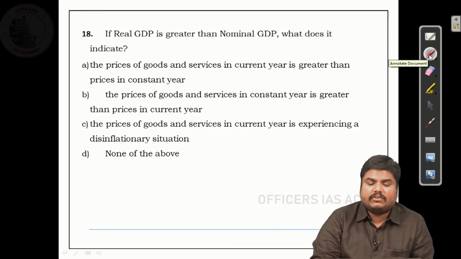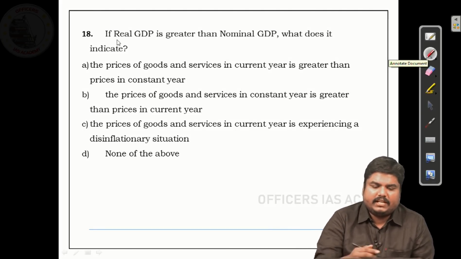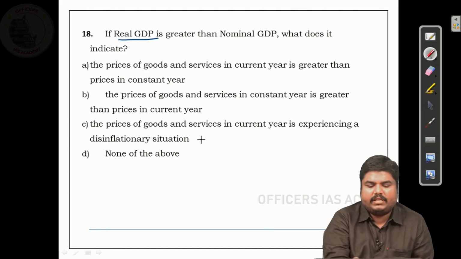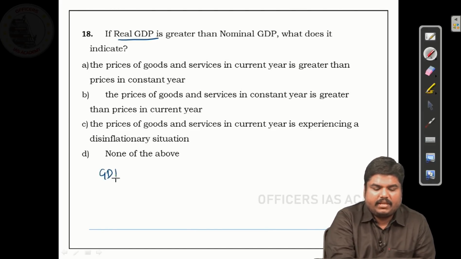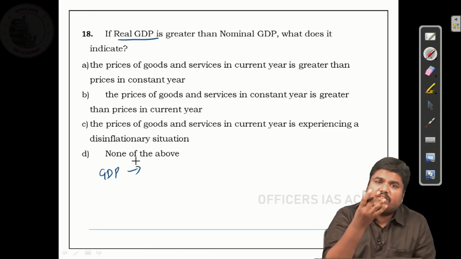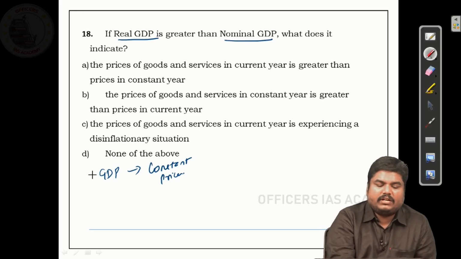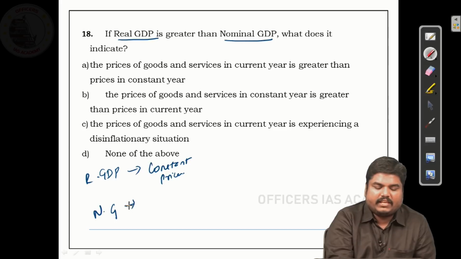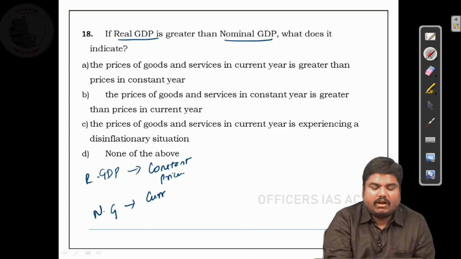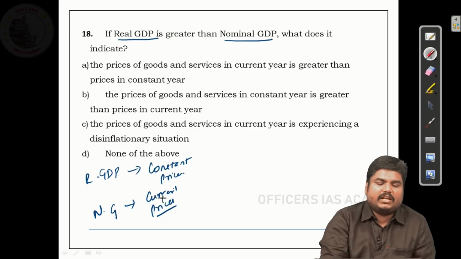If real GDP is greater than nominal GDP, what does it indicate? So, what is real GDP? Real GDP is a GDP calculated based on the prices which were prevailing in the base year, that we say as constant prices, right. Nominal GDP. So, what is nominal GDP? If I calculate the GDP based on the prevailing prices, current prices, then that is called nominal GDP.